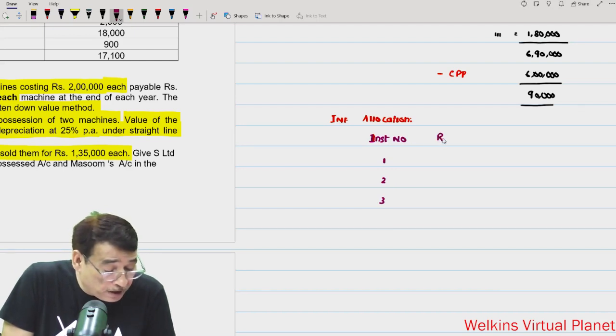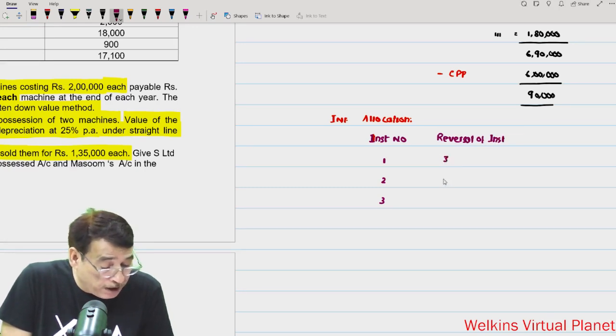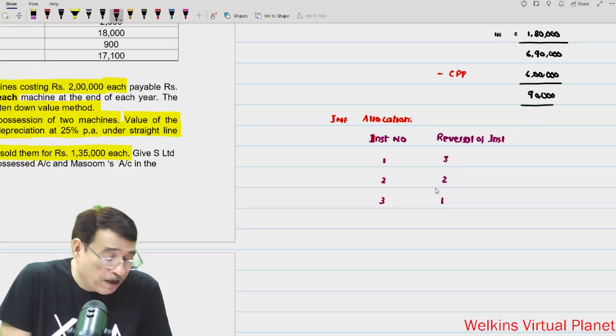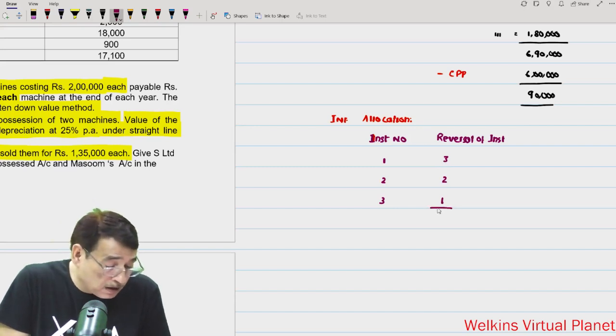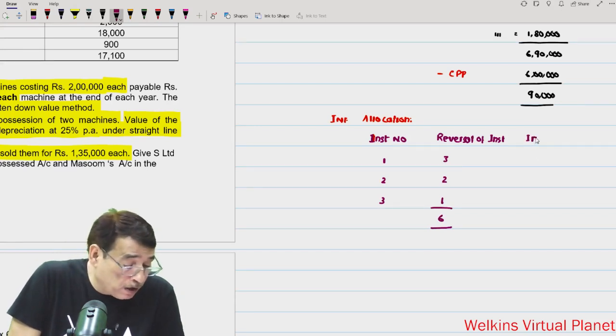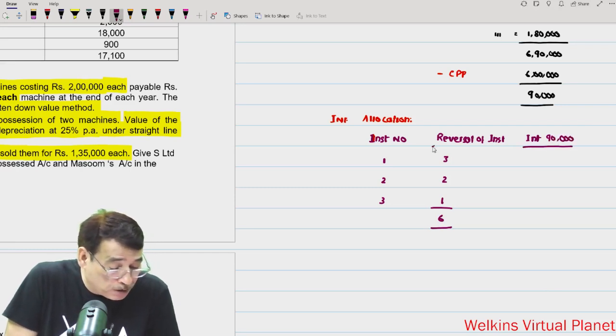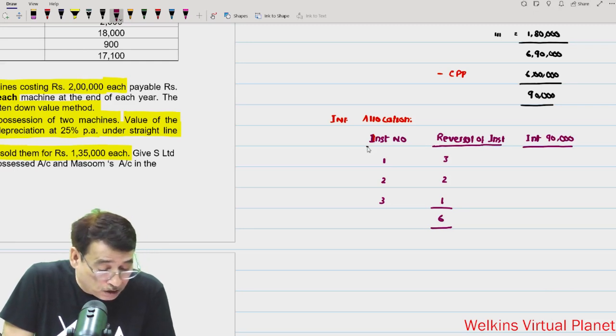Now you do the reversal. Just reverse them. Reversal of installment. When you do, it will be 3, 2, 1. And in fact, this is the ratio in which you are going to divide the interest. So you can allocate the interest of 90,000 in this particular ratio. Is it clear to you or not? I hope this particular method will suit you a lot.